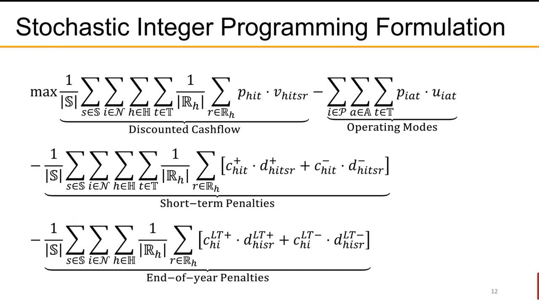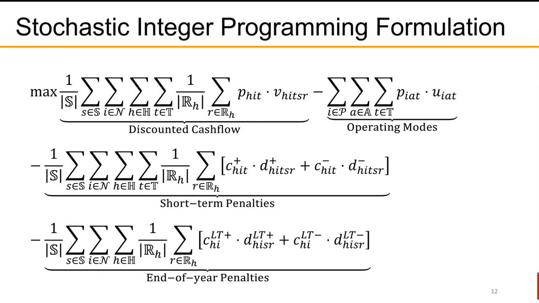So we have this objective function with four components. We have the discounted cash flow, which we're trying to maximize over our planning horizon. And then we have some costs. So we have a cost of using certain operating modes. If different operating modes have different costs associated with them, we can include that.